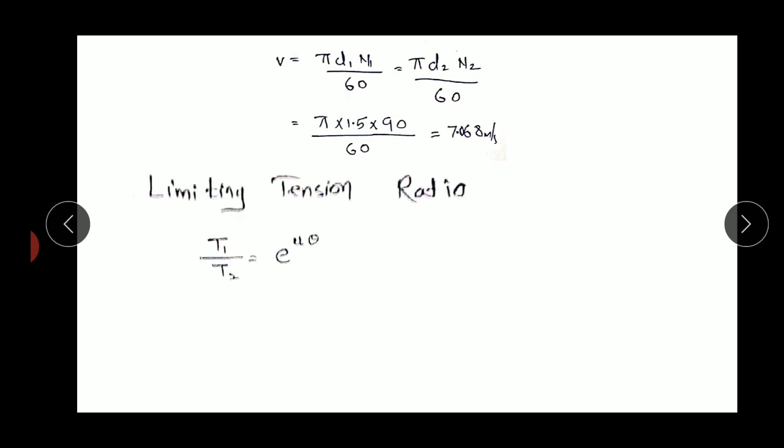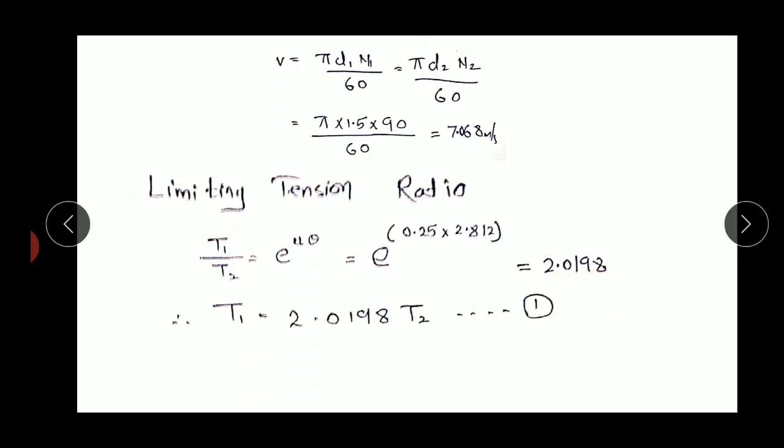Then the limiting tension ratio in the belt. We are following the same steps we discussed earlier. So T1 upon T2 is equal to e raised to mu theta, in which the left hand side is completely unknown and on the right hand side e raised to mu is 0.25, and theta we had just found out in the previous slide. So put all the values, and you will get T1 upon T2 is equal to 2.0198. So multiply by T2 from here to here, and you will get T1 is equal to 2.0198 into T2. Name it as equation number 1. So the first thing you have found is T1 in terms of T2.